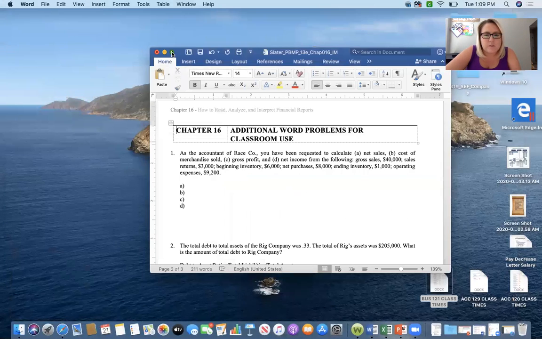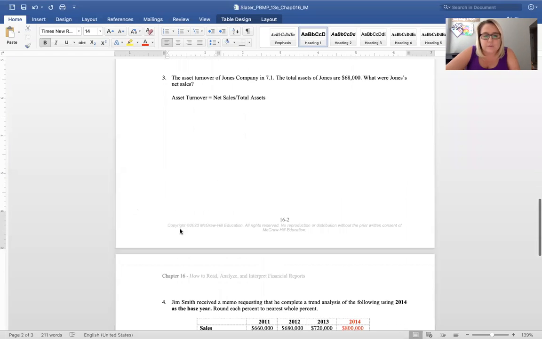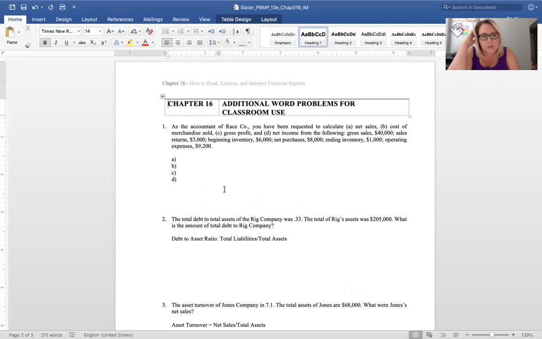So here are some quick additional problems I want to work through just to review this chapter. For the first one, it says that Race Company, you have been requested to calculate net sales, cost of goods sold, gross profit, and net income given the following information. Gross sales of $40,000, sales returns of $3,000. You have beginning inventory of $6,000, net purchases of $8,000, and ending inventory of $1,000, and then operating expenses of $9,200. So the first thing it asks us to calculate is net sales.